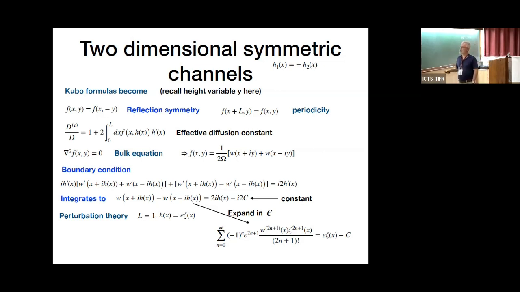And so actually you can generate the perturbation theory if you take this equation here, you can basically set L to 1. If you set L to 1, that means that the small parameter, which is h divided by L, is in this variable epsilon here, okay? And so if you take this formula, you can basically expand it in epsilon, and it gives you this, okay?